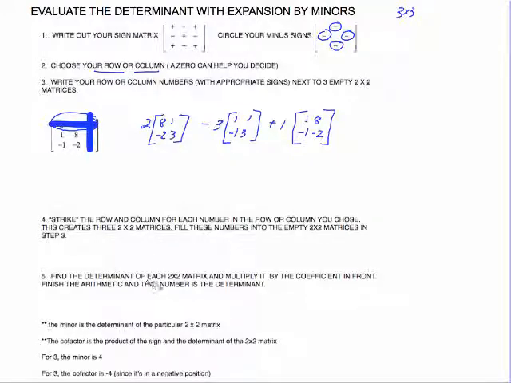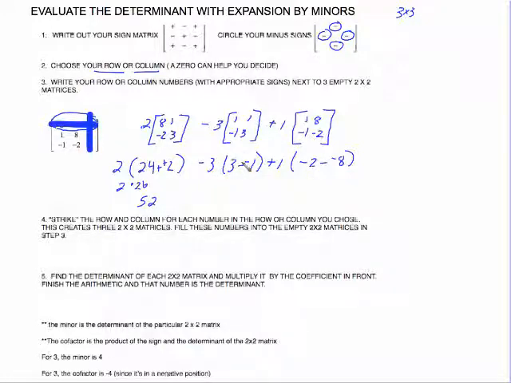We want to find the determinant of each 2 by 2 matrix and multiply it by the coefficient in front. So this will be 2 times. Getting the determinant of a little 2 by 2 is very simple. 24 minus negative 2. And minus 3 times, this is 1 times 3 is 3, minus negative 1, plus 1. I don't really need to write it, but I'm just being consistent here. 1 times negative 2 is negative 2 minus negative 8. And just clean up the arithmetic there. 24 minus a minus is plus. So this is 2 times 26, which is 52.